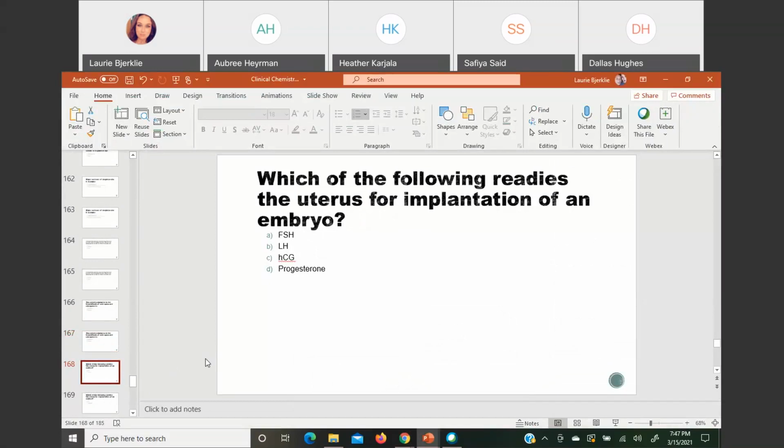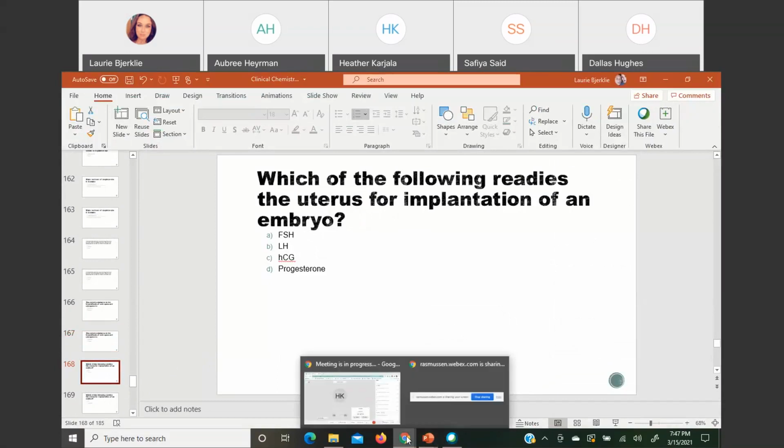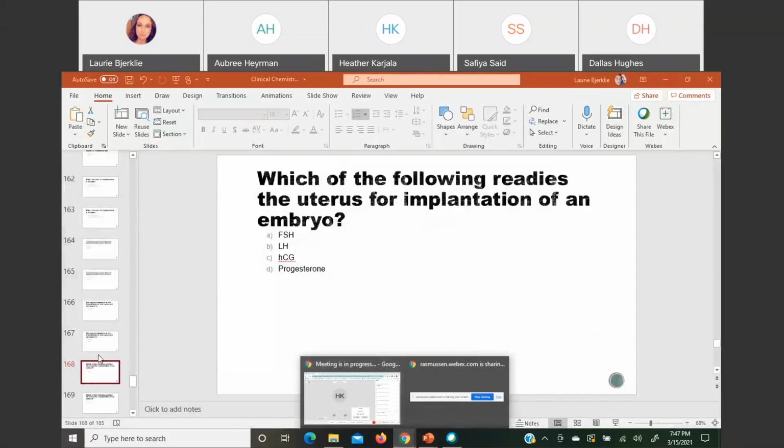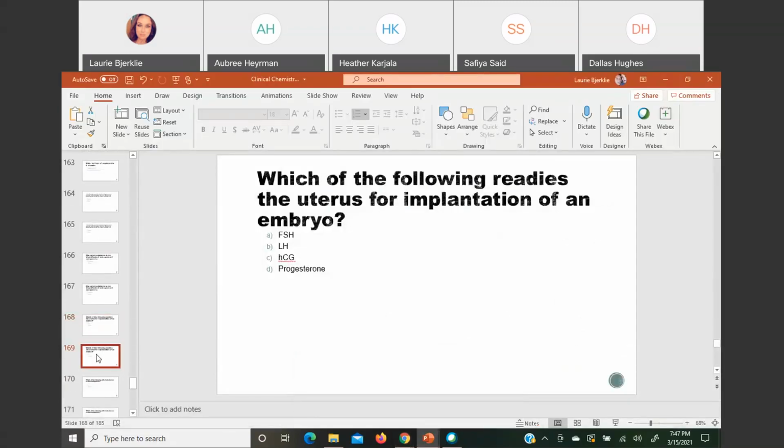Which of the following readies the uterus for implantation of an embryo? Which one gets that uterus ready? These hormones are always tricky for people. So it is your progesterone. The way I think of it is a lot of women who struggle with getting pregnant will maybe get on a regimen of progesterone shots. And that's, again, to help that uterus with the implantation for that embryo to help them get that pregnancy. So I always kind of think of it like that.